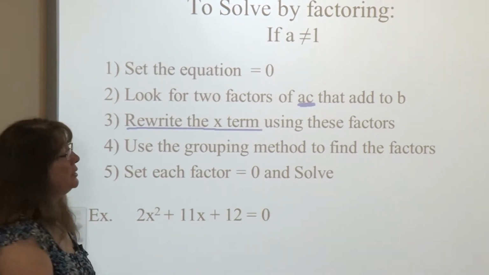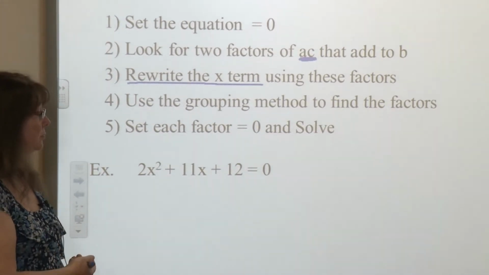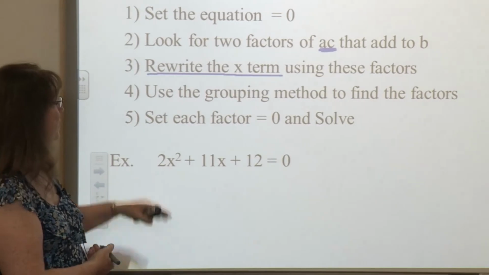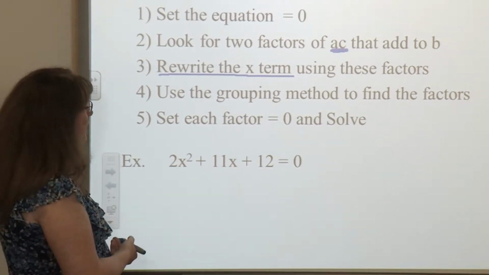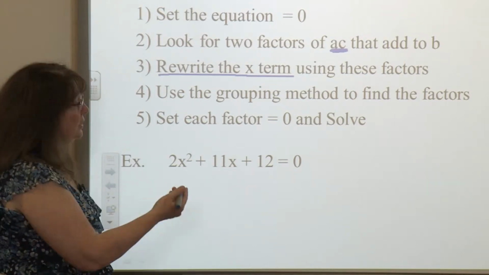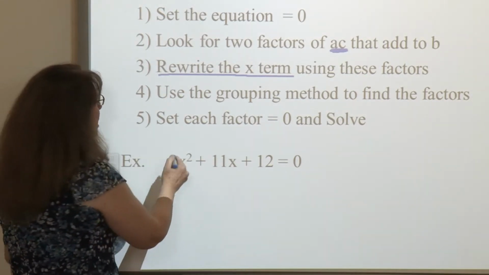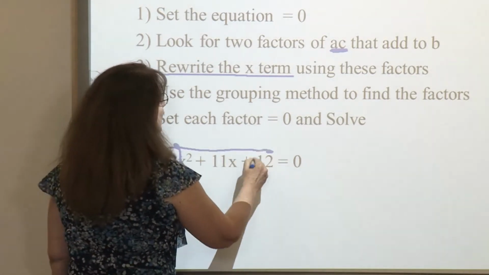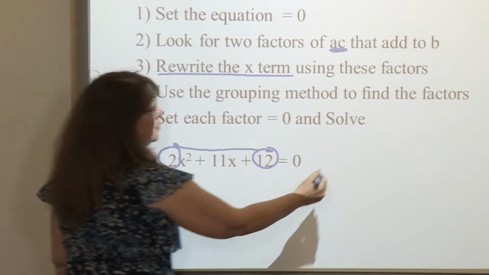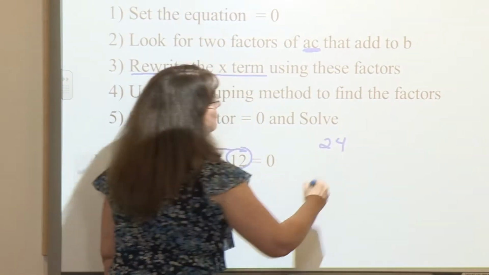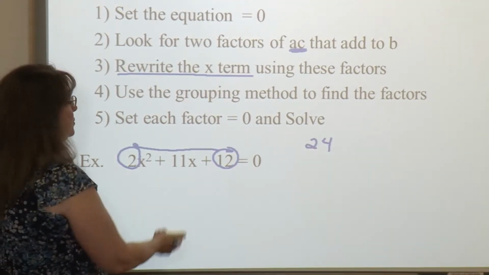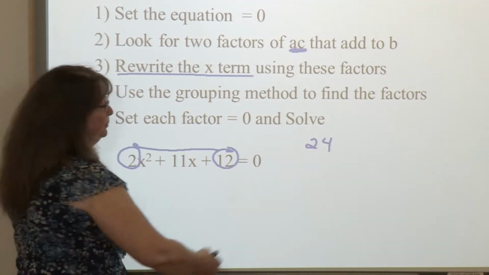So here's the one that we looked at earlier as our example, where it does not have a value of 1 in front of the x squared. We've got 2x squared plus 11x plus 12 equals 0. It's already set equal to 0. So what I'm going to do is multiply the a term and the c term together. 2 times 12 is 24. I'm looking for factors of 24. This time, I want those factors to add and give me positive 11.